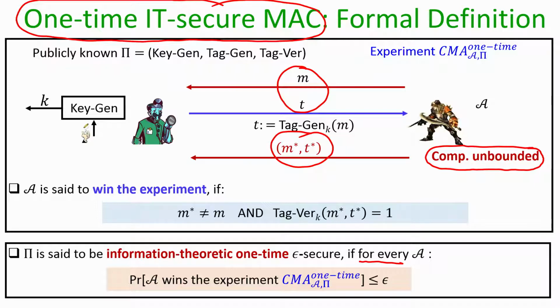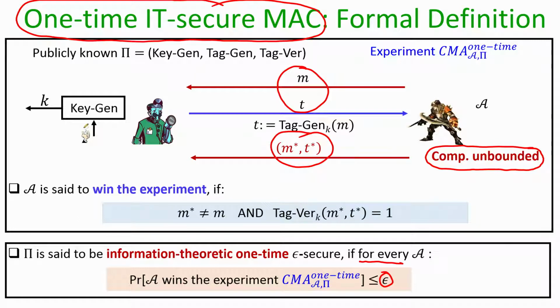So, the security definition is, we say that the scheme pi is information theoretic one time epsilon secure if the probability that the adversary participating in this experiment is successfully able to come up with a forgery is upper bounded by the quantity epsilon, where the probability is taken over the random coins of the experiment, namely the randomness of the key generation algorithm and over the randomness of the message which has been queried by the adversary. So, that is our definition of one time information theoretic secure MAC.